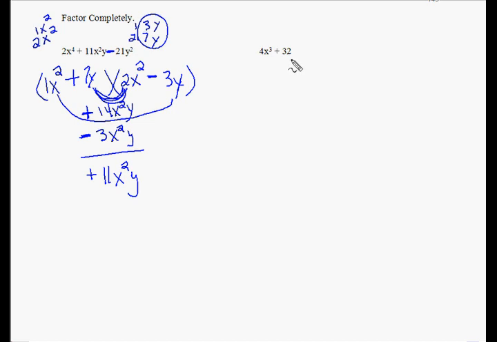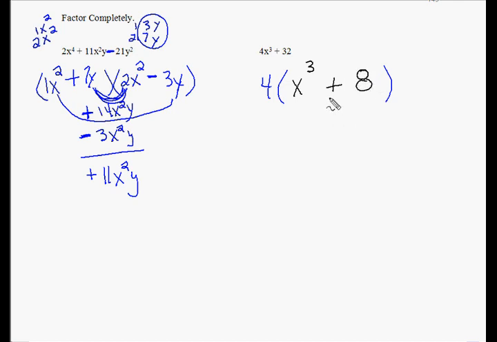4x cubed plus 32. A little puzzled here. Don't forget the first rule. Always look for something common to all the terms. 4 is common to all the terms. So if I factor out the 4, using one set of parentheses, I'll show you what's left. X cubed plus 8.